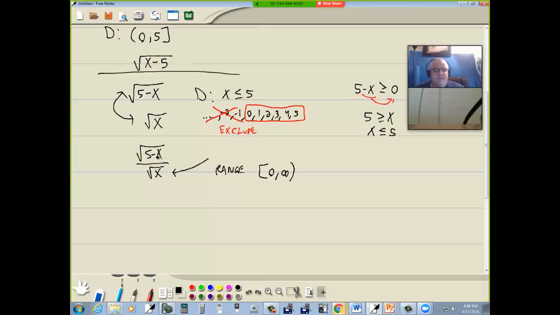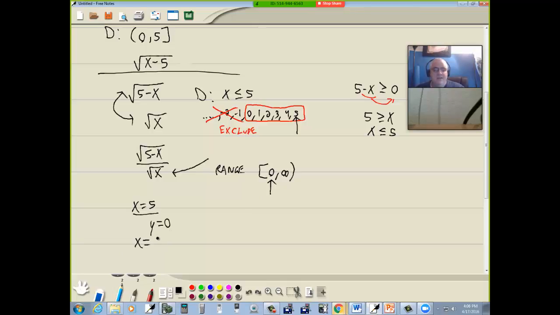Let's see, if I put 5 in, for example, that's our very ending number for our domain. I'd have 5 minus 5, which is 0, square root of 0 is 0. And this would be square root of 5, so I'd have 0 over square root of 5, which would give me 0. Well, that's promising.